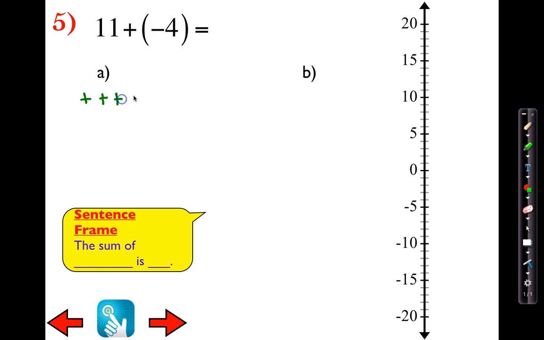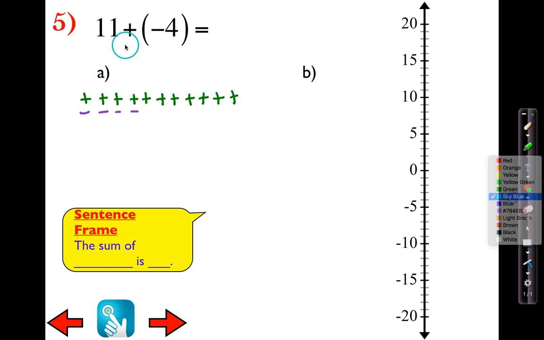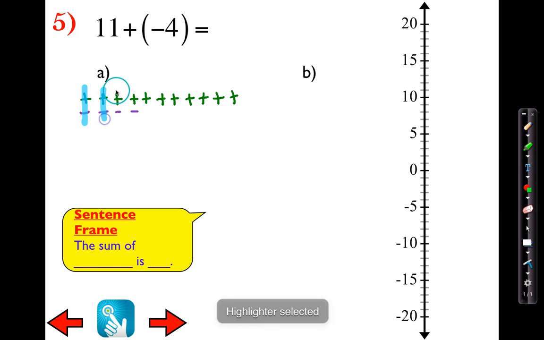1, 2, 3, 4, 5, 6, 7, 8, 9, 10, 11. Then I'm going to go ahead and add 4 negatives. So 1, 2, 3, 4. Notice I tried to align them right underneath each other. Why, you might ask? Because then I can easily see them as zero pairs. So let's go ahead and count. There's 1, 2, 3, 4 zero pairs, leaving me with 1, 2, 3, 4, 5, 6, 7. 7 positive. So my answer would be a positive 7.